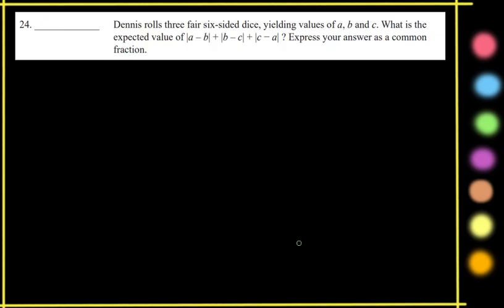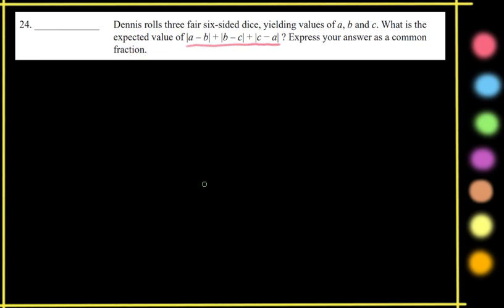This one says Dennis rolls 3 6-sided dice. So we have another probability problem. It says yielding values of A, B, and C. What is the expected value of this big long thing, which is the absolute value of the difference between each pair? And it says express your answer as a common fraction.